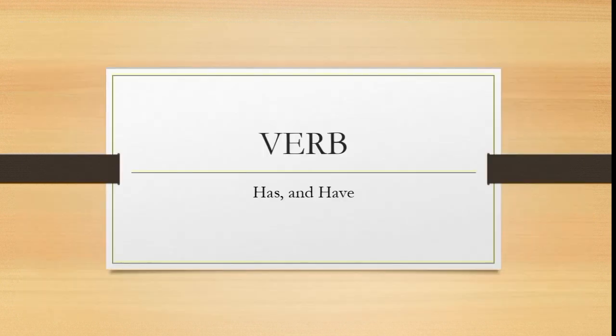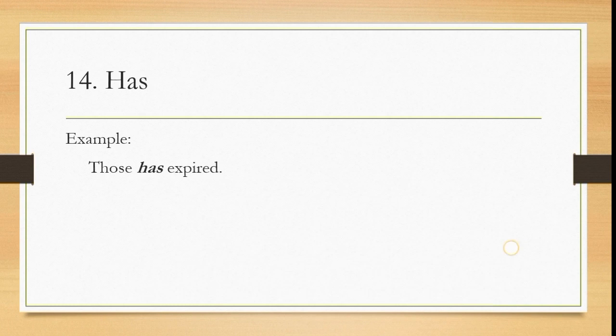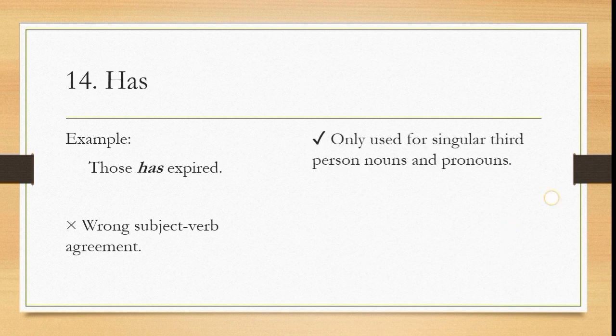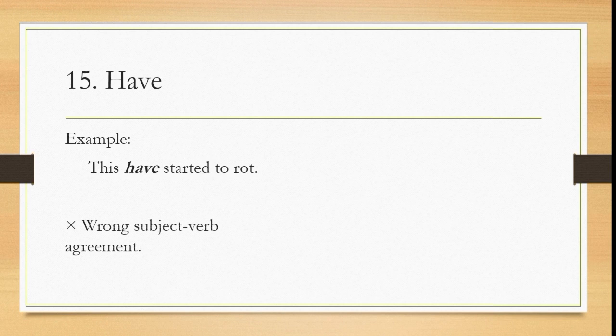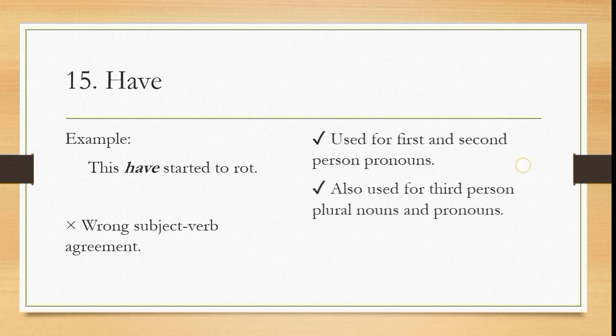Next word, has and have. Has. Example, those has expired. That is a wrong subject-verb agreement because "has" is only used for singular third person pronouns and nouns. Like for example, that has expired. Have. Example, this have started to rot. It is a mistake because it has wrong subject-verb agreement. "Have" should be used for first and second person pronouns. It's also used for third person plural pronouns and nouns. Example, these have started to rot.